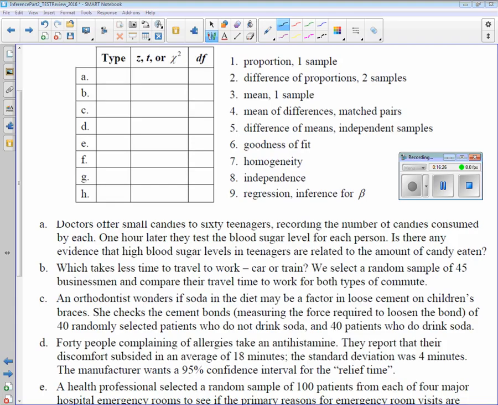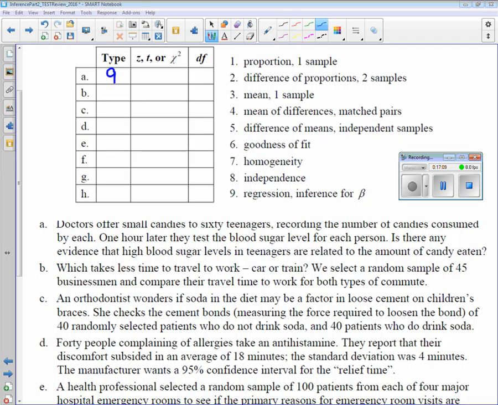So let's look at the first example. Doctors offer small candies to 60 teenagers, recording the number they consume, and then test blood sugar levels for each. So when we look at this particular scenario, am I talking about qualitative data or quantitative data? Is it measurable or not? Blood sugar level is definitely measurable, wouldn't you say? And the number of candies they consume is also measurable. So I have two quantitative variables. Would you agree? Two quantitative variables means it's linear regression, period. So it's number 9.